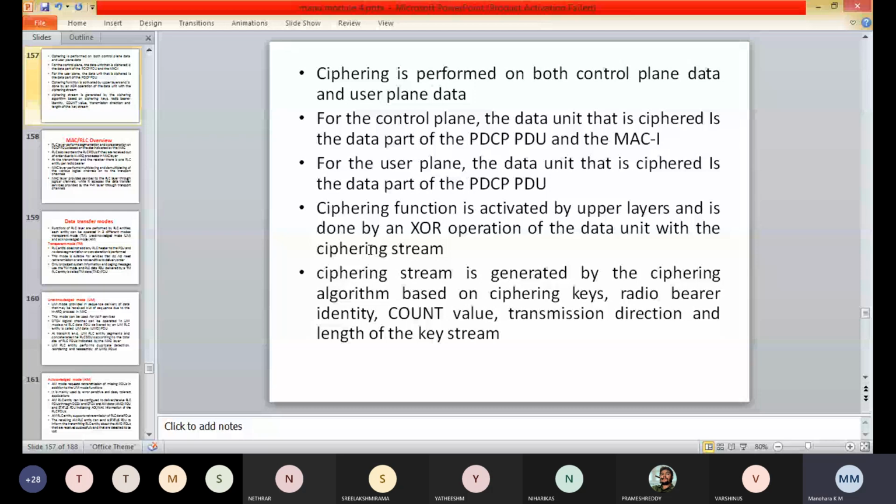Similarly, the ciphering stream is generated by the ciphering algorithm, which is based on the ciphering keys, radio bearer identity, value of the count, the direction of the transmission, and the length of the stream. So this is about the PDCP overview and the main services and functions of the PDCP sublayer. Is there any doubt in the PDCP overview?